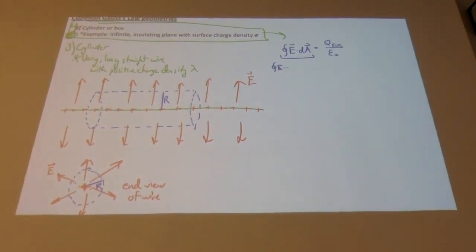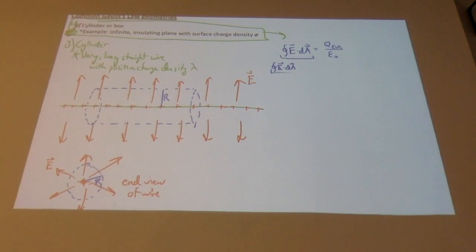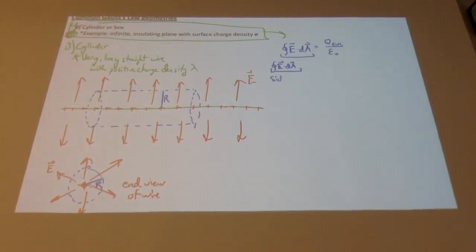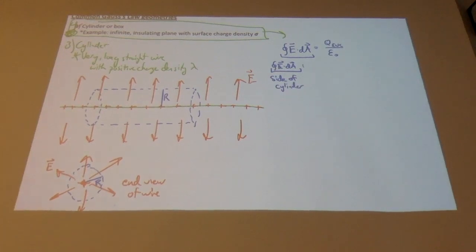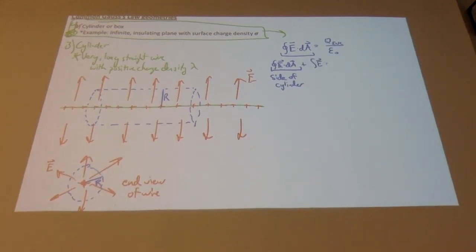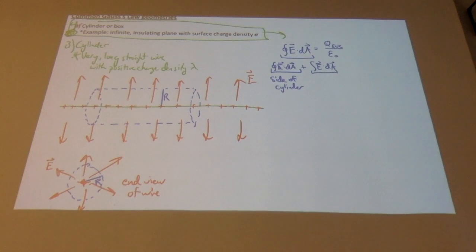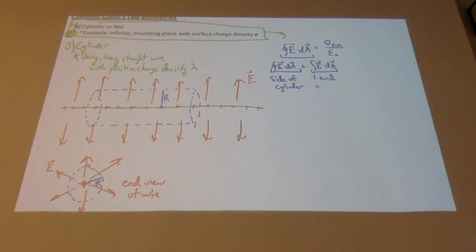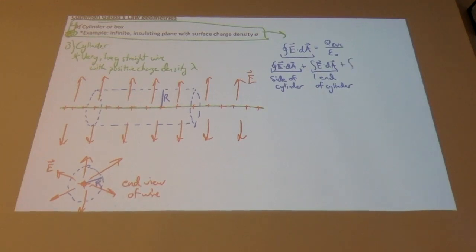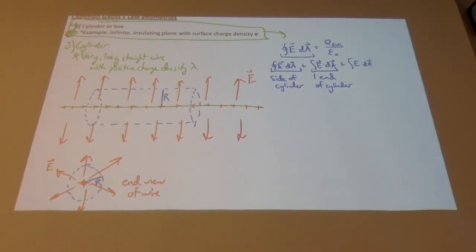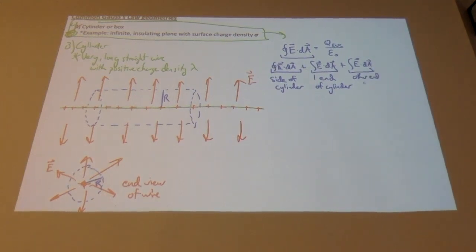So I'm going to say E dot dA for the side of the cylinder, plus E dot dA for one end of the cylinder, plus E dot dA for the other end of the cylinder.